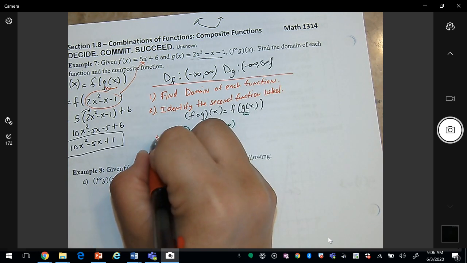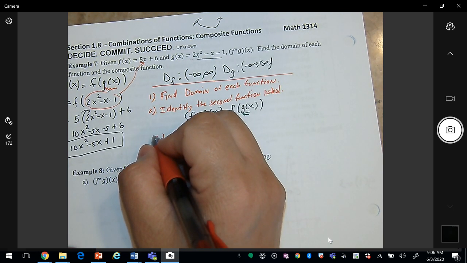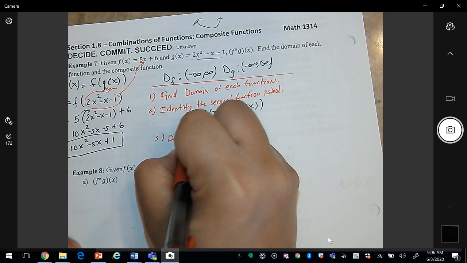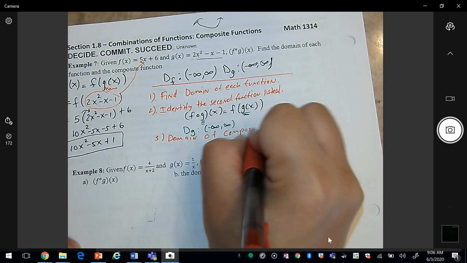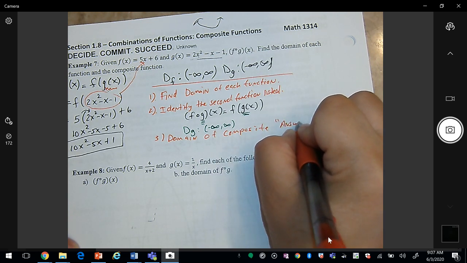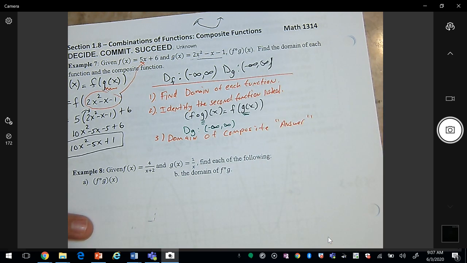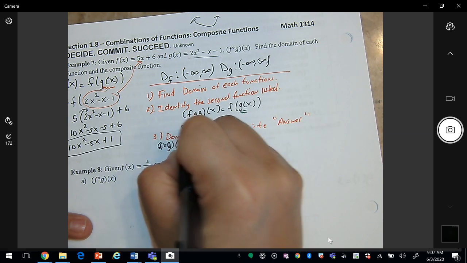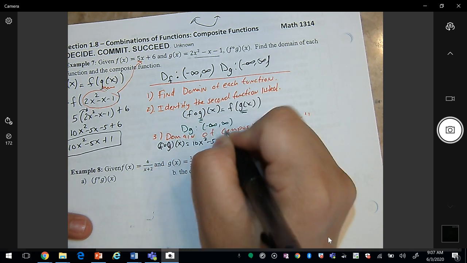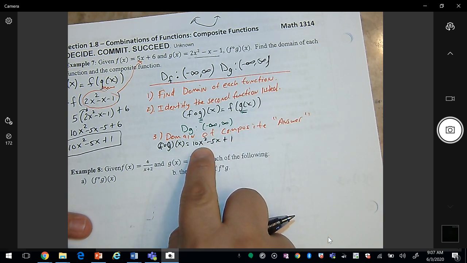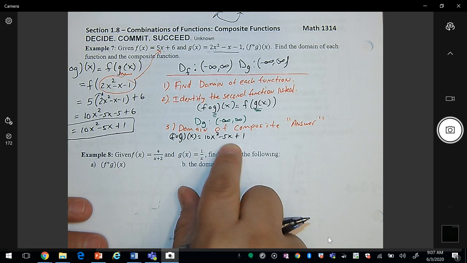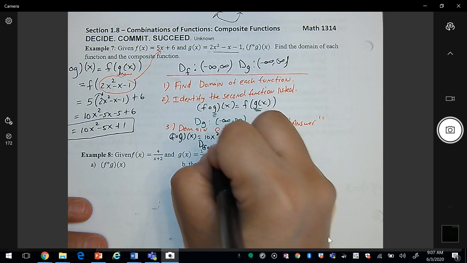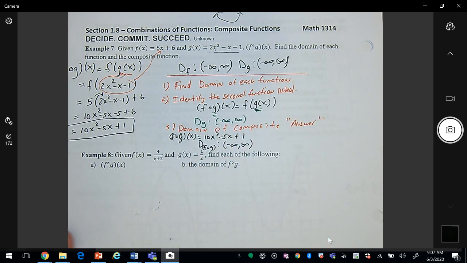Then we're going to find the domain of the composite, which is your answer. So my composite was 10x squared minus 5x plus 1. So if we look at this answer, this is a parabola, so the domain is going to go from negative infinity to positive infinity.